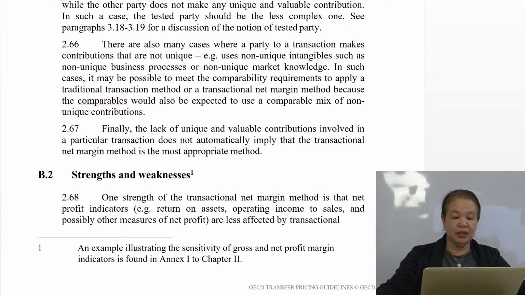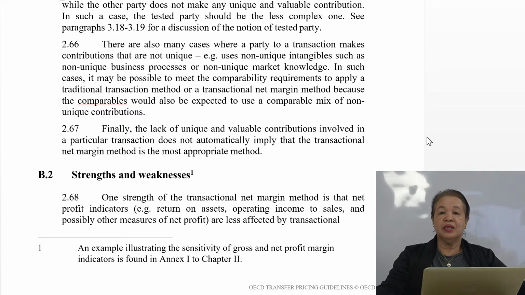contributions. So, in that case, you can use the traditional transaction method, which is the comparable uncontrolled price method, the resell price method, and the cost plus method. And you can also use the transactional net margin method and the profit split method. Why? Because the intangibles are non-unique. So, meaning, both of them may use that kind of intangibles.